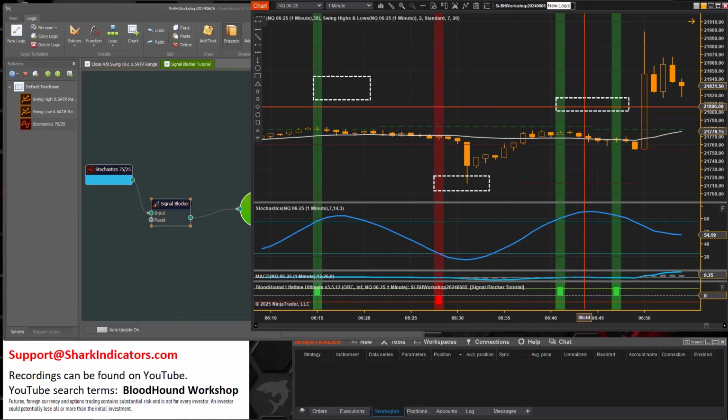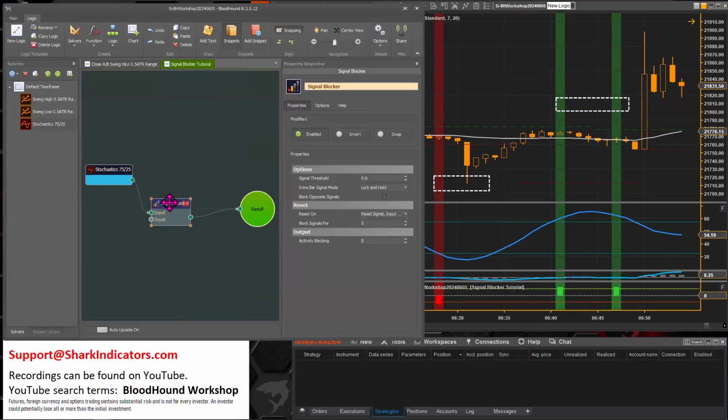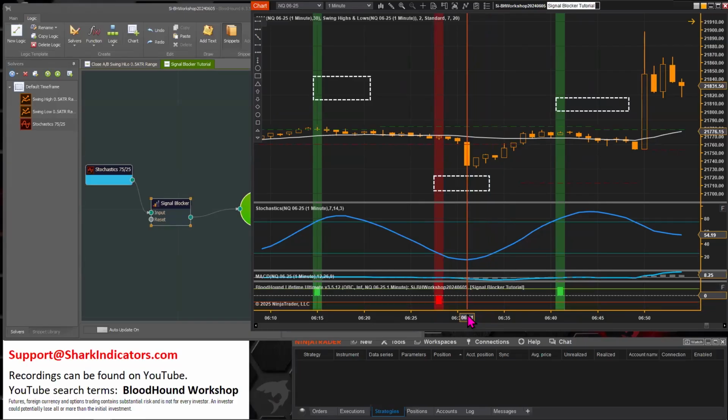But right here, we got the first signal, and then we got another signal. And the reason why is that the signal blocker only blocks for a certain number of bars. So right now, the default is only blocking for 5 bars here. So on something like this, probably we should increase it to maybe 10 bars, like that. And there we go. So now everything's blocked here.